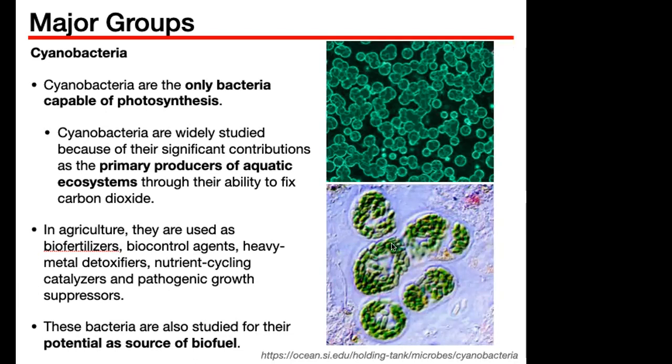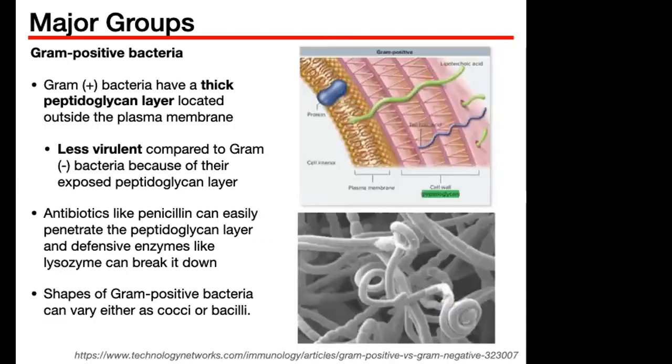Once you break open the cell wall of this cyanobacteria, then you can harness the oil bodies within the bacteria, and it can be a possible source of sustainable biofuel. Sustainable in the sense that cyanobacteria are easy to culture. Okay? And then we also have gram-positive bacteria.